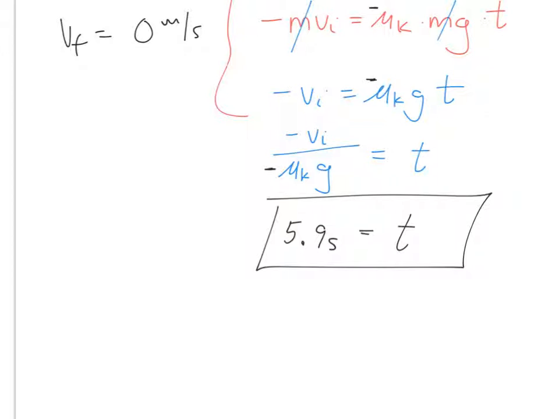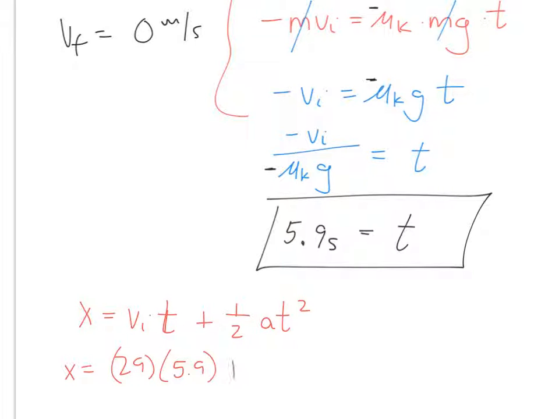Now, that's how long it takes. The problem said, though, what is the stopping distance? So we're again going to use this formula. The initial velocity given in this problem was 29 times the time plus 1/2. Now what's the acceleration? The acceleration is the change in velocity over time. The velocity went from final minus initial, so 0 minus 29 all over 5.9. So this acceleration is right here.